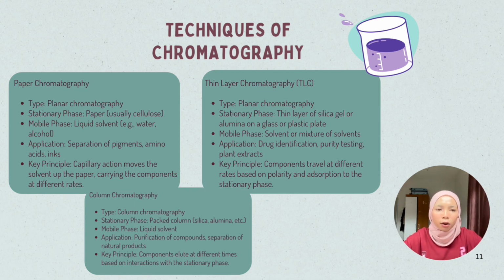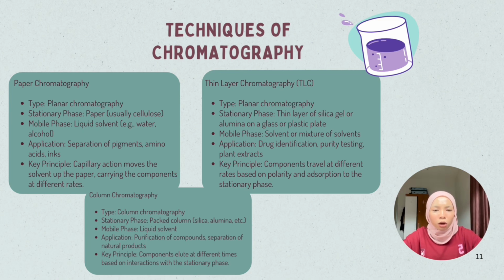Second, thin layer chromatography, and the type is also planar chromatography. The stationary phase is a thin layer of silica gel or alumina on a glass or plastic plate. The mobile phase is a solvent or mixture of solvents. Application: drug identification, purity testing, and plant extracts. And the key principle is components travel at different rates based on polarity and adsorption to the stationary phase.